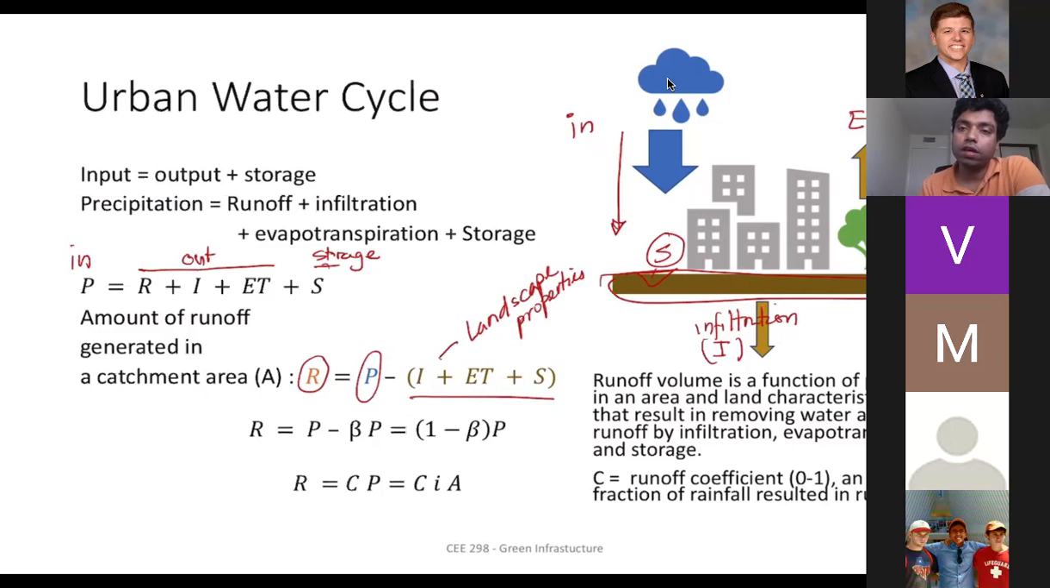In fact, when you think of what green infrastructure does, it actually improves these processes by increasing storage. It can also increase evapotranspiration. If you plant lots of trees, that will increase the evapotranspiration. And it can also increase infiltration. So this is the goal of green infrastructure.